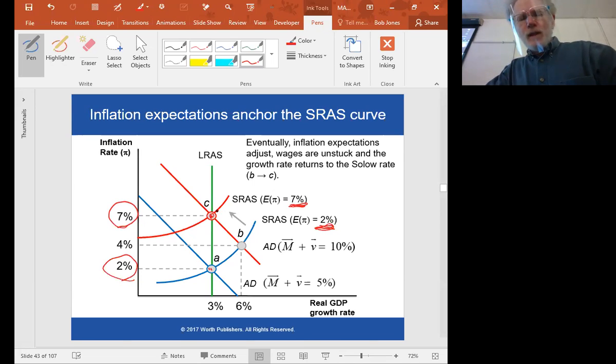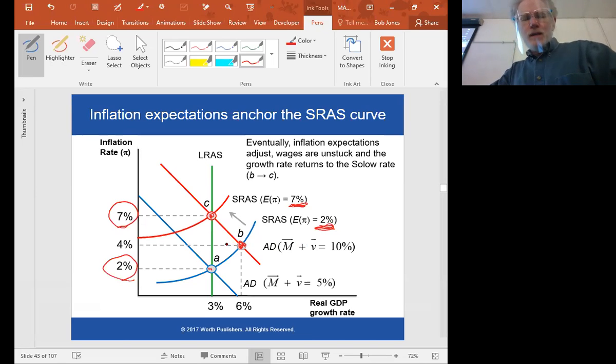So the short run aggregate supply curve will shift anytime people change their expectations about inflation. So that means that if people start to expect more inflation, the short run aggregate supply curve is going to gradually shift up. If people start to expect less inflation, then the short run aggregate supply curve is going to shift down. Here we see if we are at B, just think through what happens.